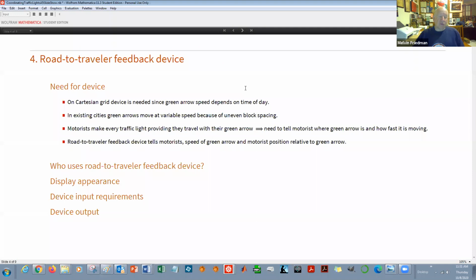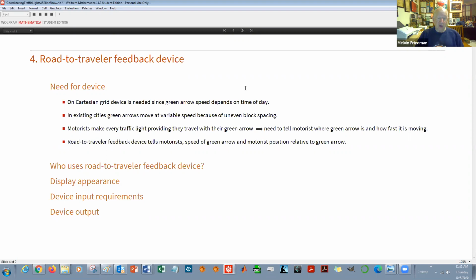I gave you a brief overview of the road to traveler feedback device. Now I'll go into it in a little more detail. Why do you need the device? Well, the green arrow speed depends on the time of the day. In existing cities, green arrows move at a variable speed because of uneven block spacing. So if you keep the traffic timing the same, you can compensate for the fact that some blocks are longer by having the green arrow speed up on those blocks.